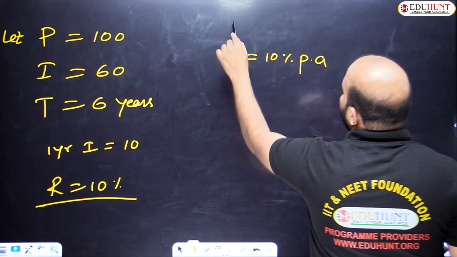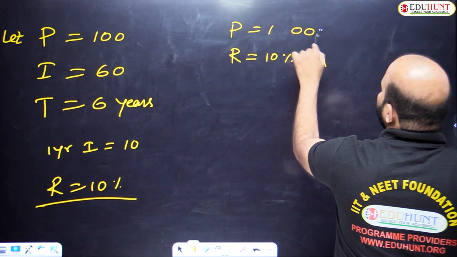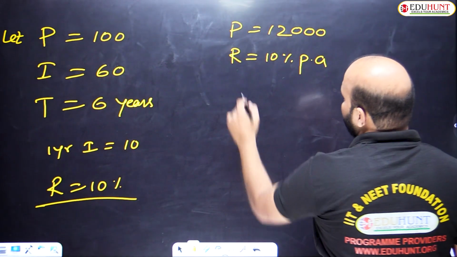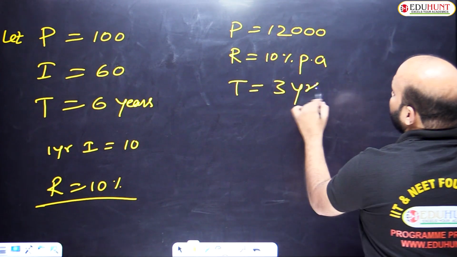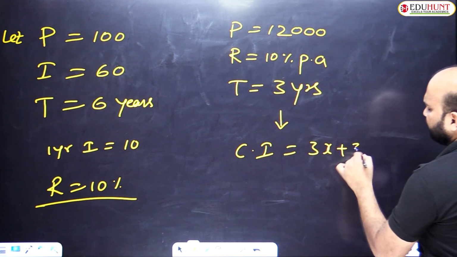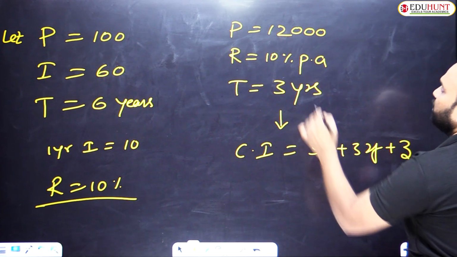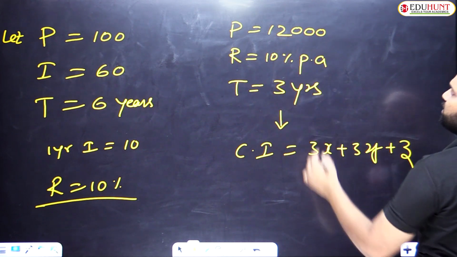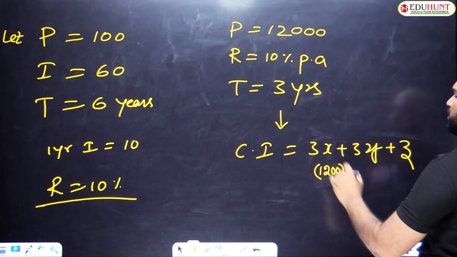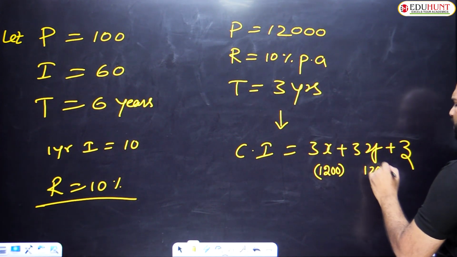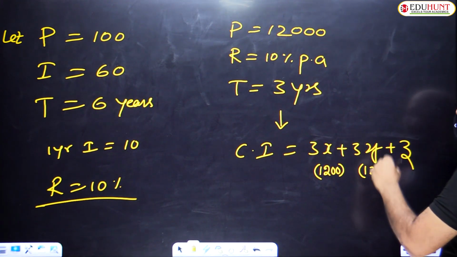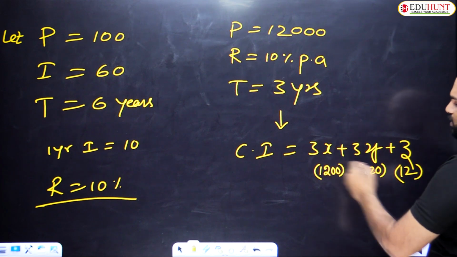But what am I asking? Principal 12,000 rupees, for 3 years compound interest, according to the Pascal method. So what is the 3 years compound interest formula? 3x plus 3y plus z. How do we get the x value? 10% of principal, 10% of 12,000 is 1200, that is the x value. How do we get the y value? 10% of x, 10% of 1200 is 120. How do we get the z value? Again 10% of y, 10% of 120 is 12.